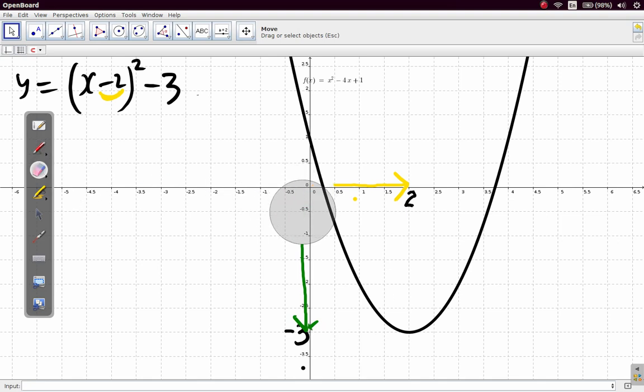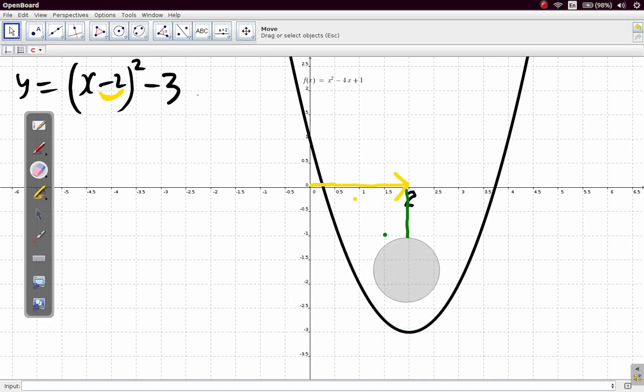Let me put this over here. I erased part of the arrow here. Let me put it back. And then the 3 units down. Now, let's put y equal x squared there and see where we're coming from. Right? But before that, you can see the shifting of the graph. 2 units to the right, 3 units down.